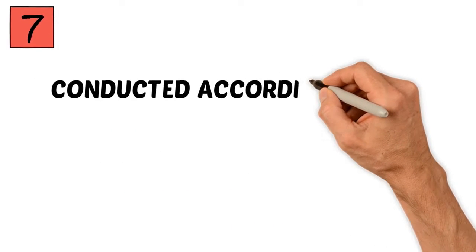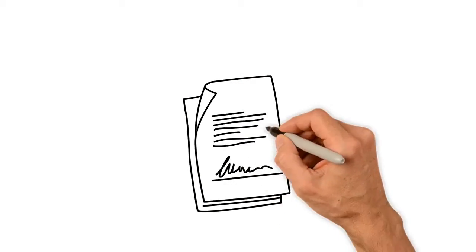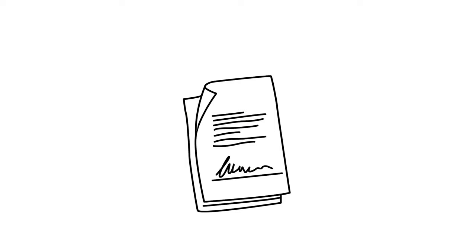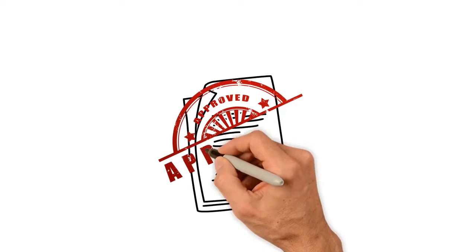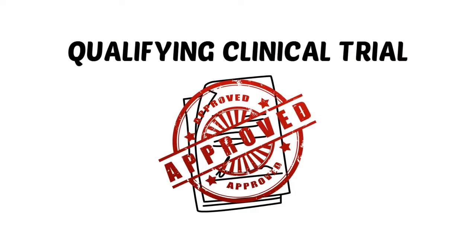All aspects of the trial are conducted according to the appropriate standards of scientific integrity. If the first 3 requirements are met, and the trial is deemed to have the 7 highly desirable characteristics, then the trial is considered to be a qualifying clinical trial.